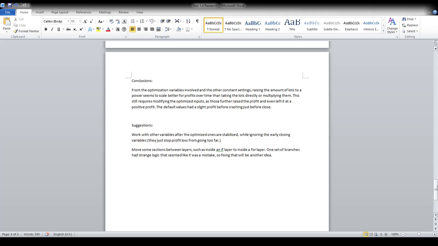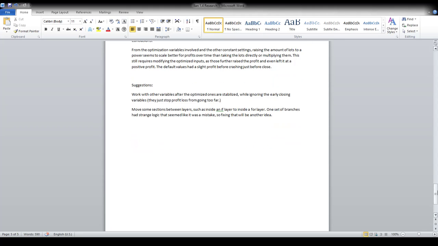For my conclusions involving the optimization variables and the other constant settings, raising the amount of lots to a power seems to scale better for profits over time than taking the lots directly or multiplying them directly. This still requires modifying the optimized inputs, as those further raised a profit and even left it a bit of a positive profit before closing was involved. The default values had a slight profit before crashing, just before close.